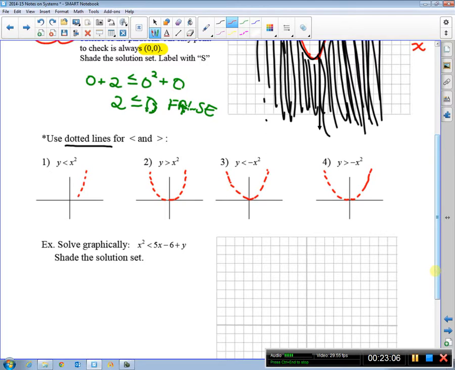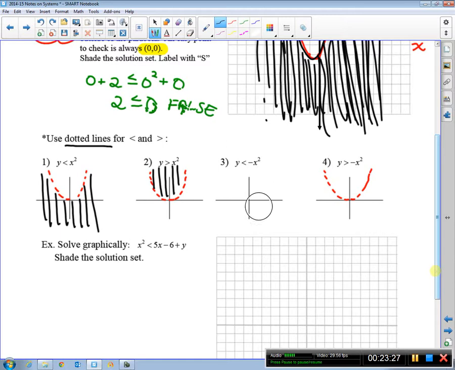Okay, I'm going to fix this one up a little better. All right. They all say less than, greater than, less than, greater than. So now let's talk about the shading. If it's y is less than, we're shading under. Y is greater than, we'll shade above. Y is less than, oh, I messed up. Oh, wish I could back up. I did not look. Negative x squared is this parabola. I'm sorry about that.